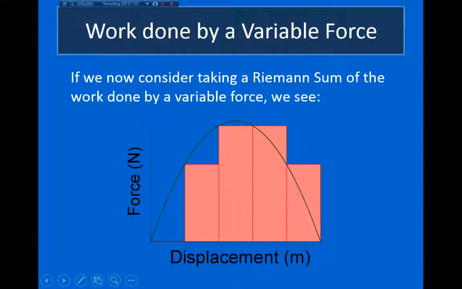Well, remember that when the force acting on an object changes, the way we calculate the work that is done is by using a Riemann integral. And so what I have shown here is a force that changes as the object moves. And in the same graph, I'm showing a Riemann sum, where I've broken this up into 5 steps. So remember, the idea behind the Riemann sum is that I assume that during each step, the force remains constant.